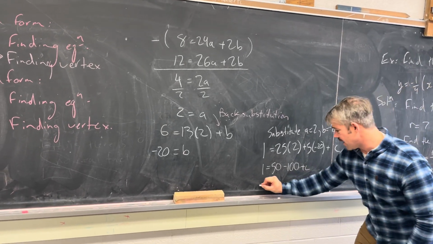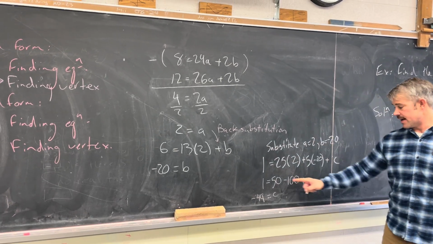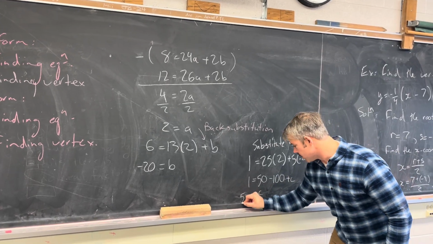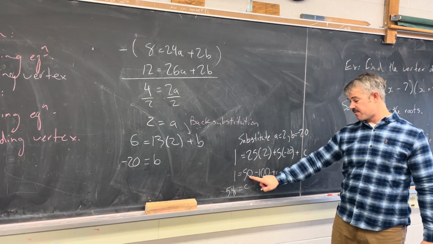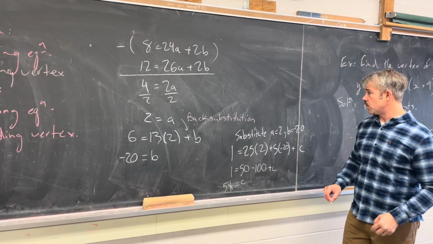And I believe I'm going to have negative 49 is equal to c. So that's just positive 51. I almost made a mistake on YouTube. Always check your work, because 50 minus 100 would have been negative 50. Adding 50 to both sides gives me 51 as c.